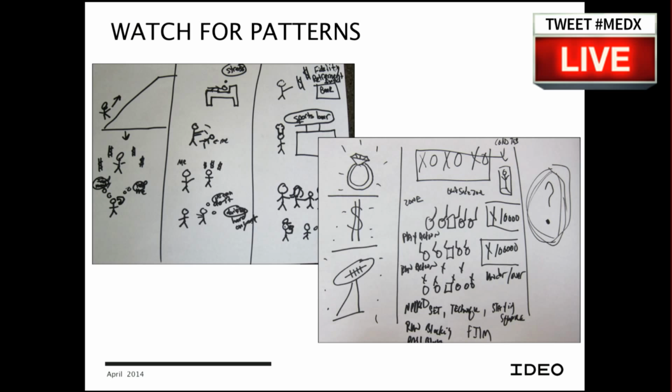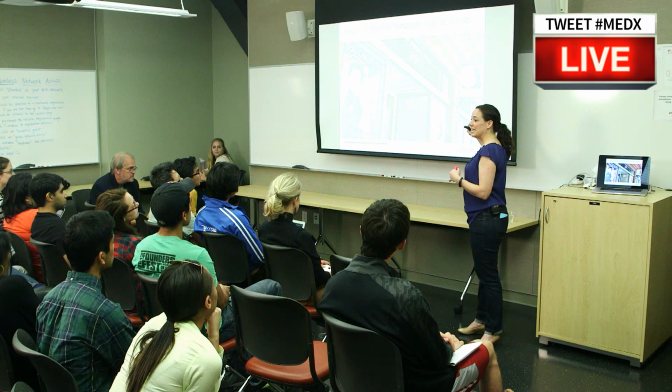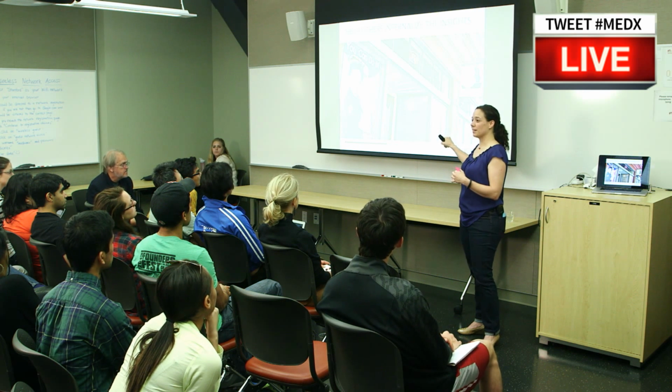You can start to design for those gaps in knowledge and expectations. You can also help others internalize the insights. Now that you've tapped into what the needs are, this is an example of designing for taboo. Does anybody know what the store is? I know it's a pixelated photo. This is Good Vibrations. This is a sex shop in San Francisco.